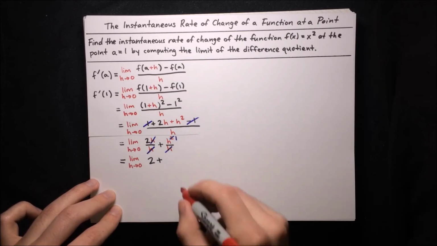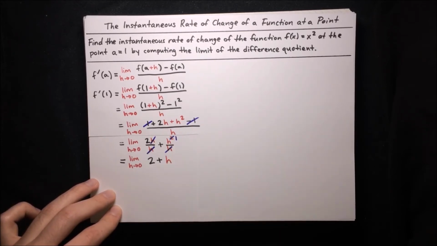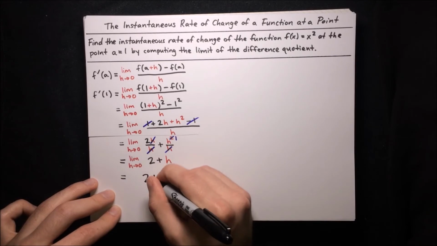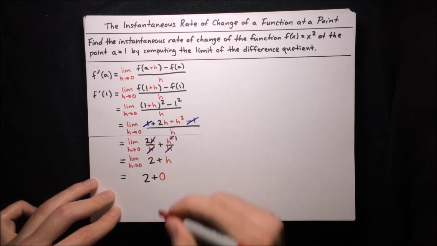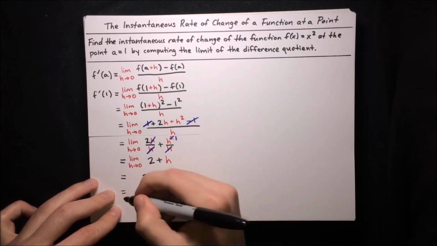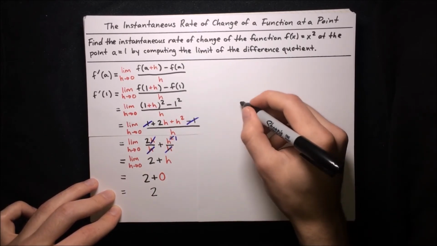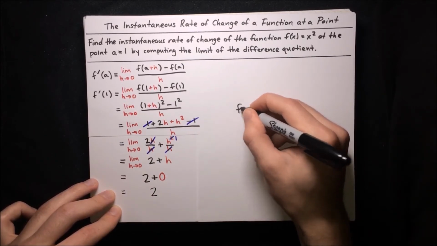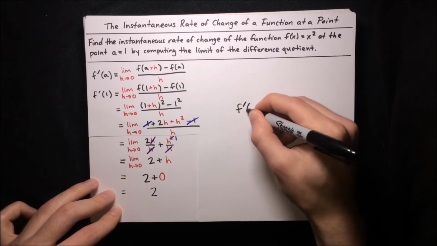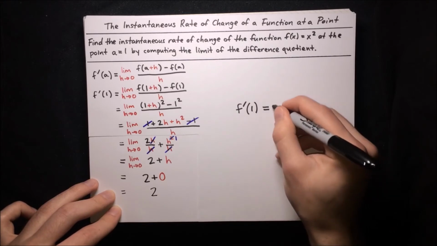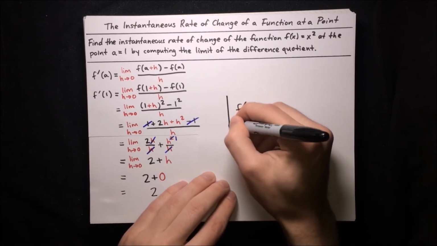So this is just really h to the 1, or just h. Okay, so limit as h approaches 0 of 2 plus h, we can just do direct substitution here. So we've got 2 plus 0 goes in for h, which is just 2. So there we go, there's our final result. The instantaneous rate of change of the function f at the point 1, that's f prime of 1, we computed that was equal to 2. So there we go, we're done.